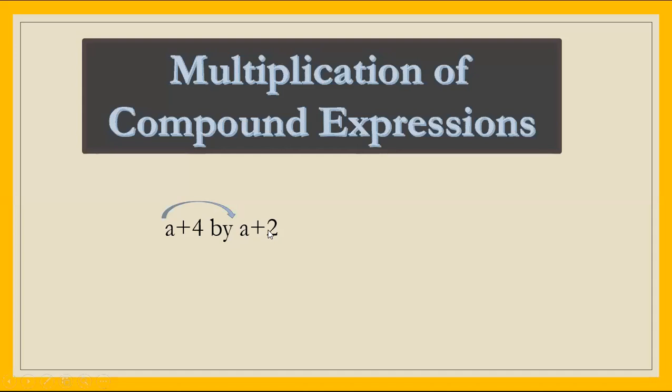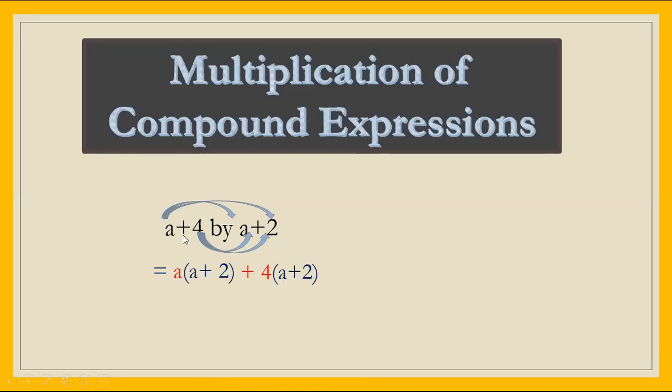How can we multiply two compound expressions together? Students, first we are going to multiply a with this whole bracket, right? Then plus 4 with this whole bracket. Look at this simplification carefully. A, the first term, second bracket. Then the second term is plus 4. Plus 4 is going to be multiplied with the second bracket. So I can write plus 4 and the second bracket is a plus 2.